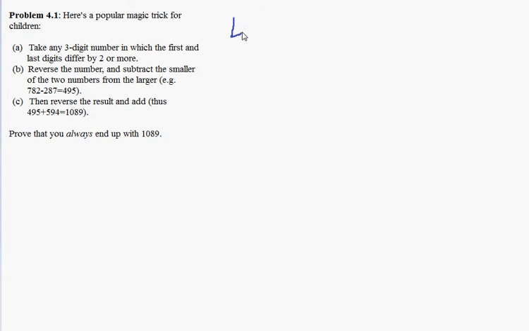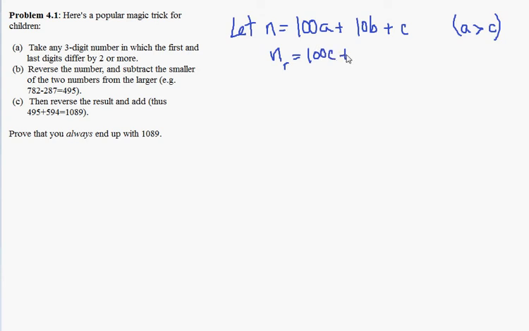So let's let n be equal to 100 times A plus 10 times B plus C. And without loss of generality, let's take A to be bigger than C. The hundreds digit is bigger than the ones digit because we're going to be reversing. So the reverse, n sub r, would be equal to 100 times C plus 10B plus A.